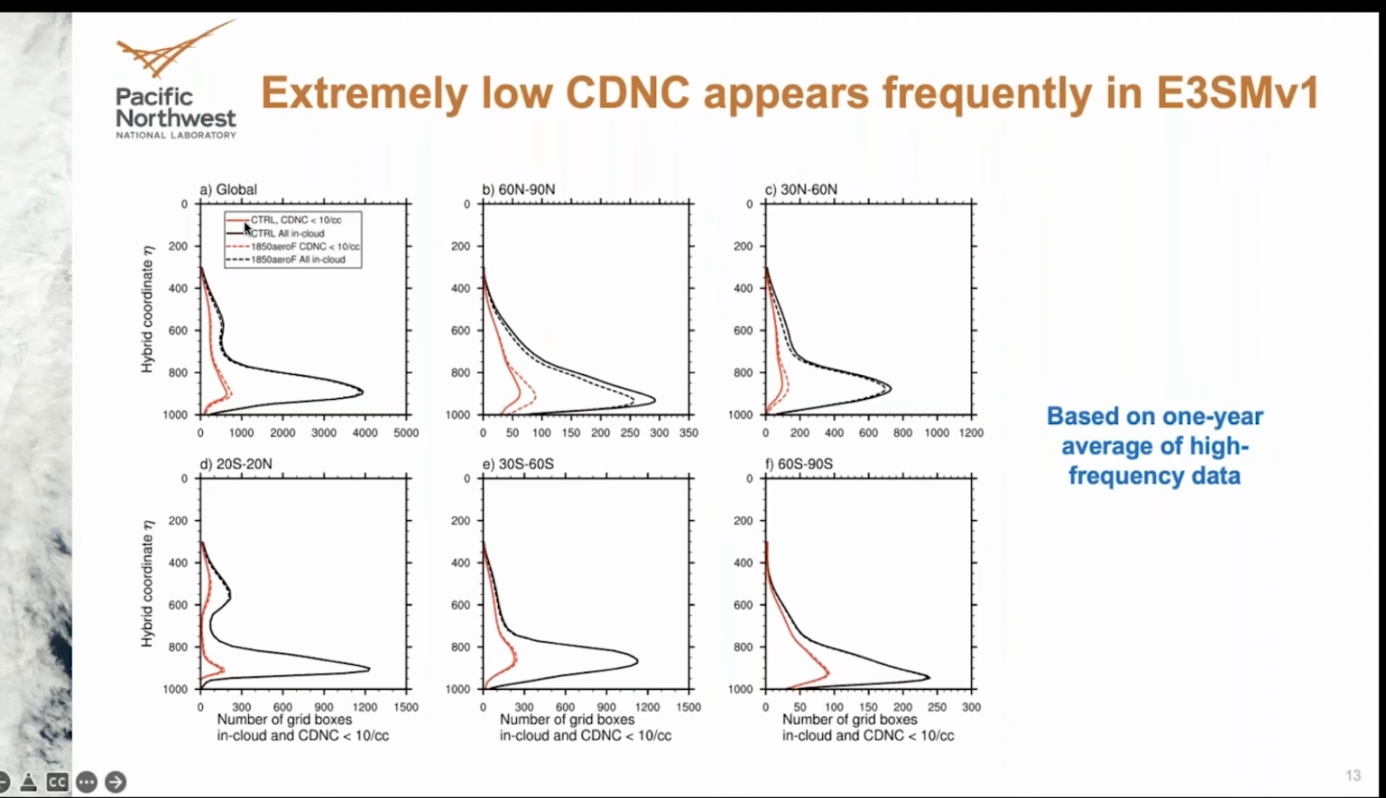As you can see, this red solid curve here shows the frequency of those extremely low CDNC conditions. So it happens frequently in our model, which indicates that maybe in some locations, the simulated droplet concentration is too small, and under those conditions, the aerosol perturbation will have a big impact on the cloud formation.